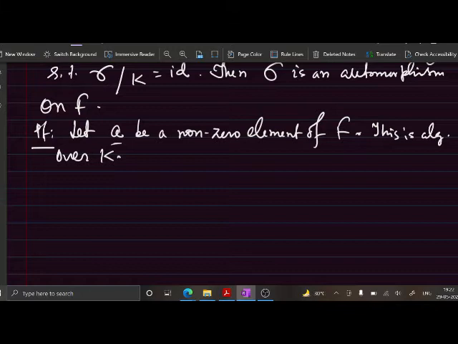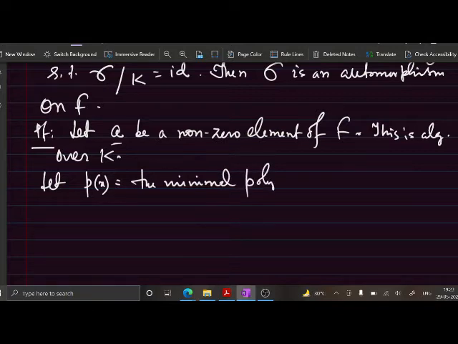Okay, so since it is algebraic, there exists a non-constant polynomial over K of which a is a root. Amongst these non-zero polynomials you can take the minimal polynomial. So let p(x) be the minimal polynomial of a over K.